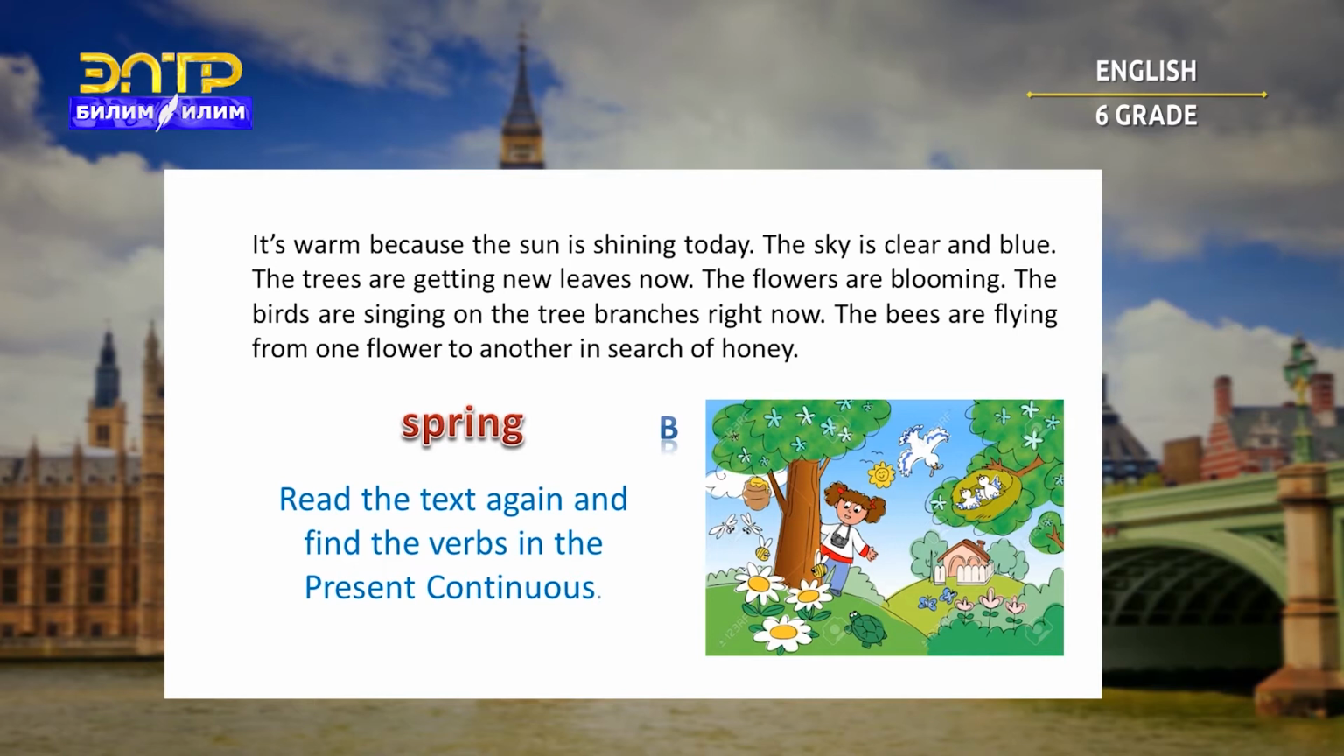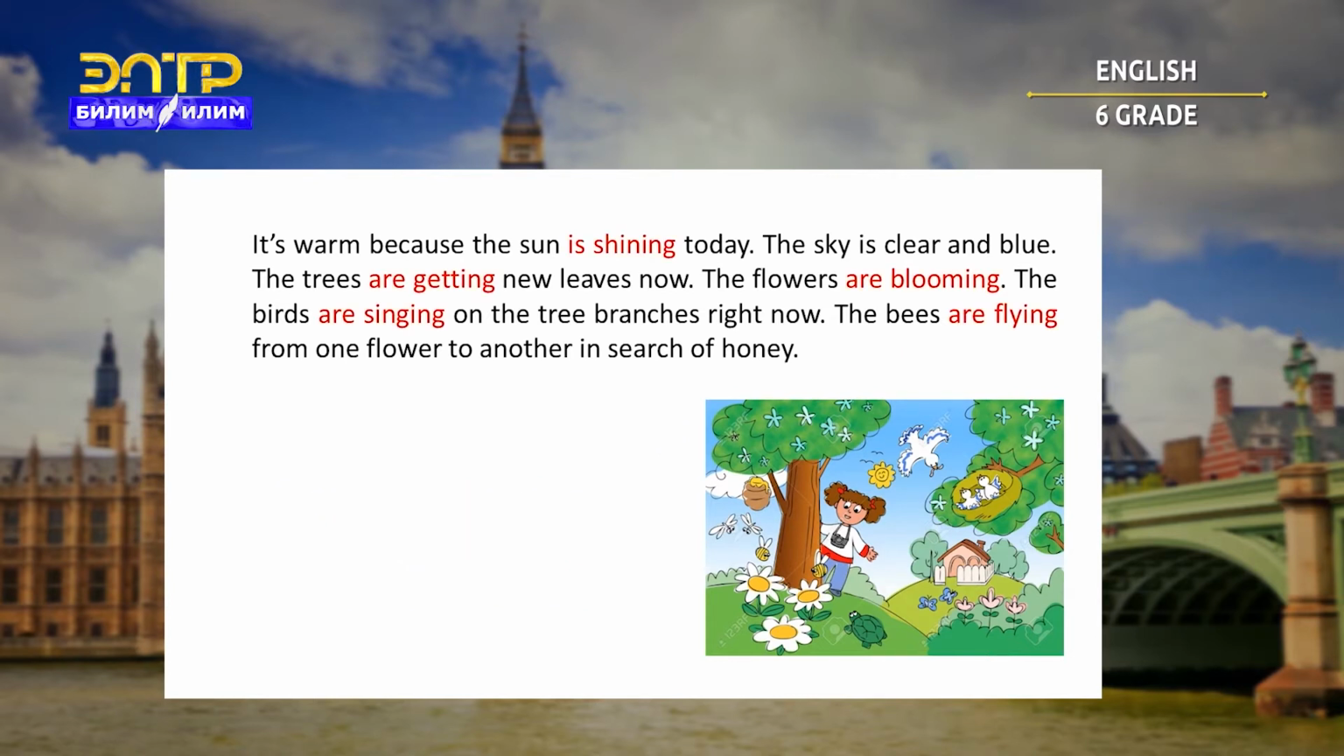Read the text again and find the verbs in the present continuous. Students, I have found 5 verbs in present continuous. Is shining, are getting, are blooming, are singing, are flying.